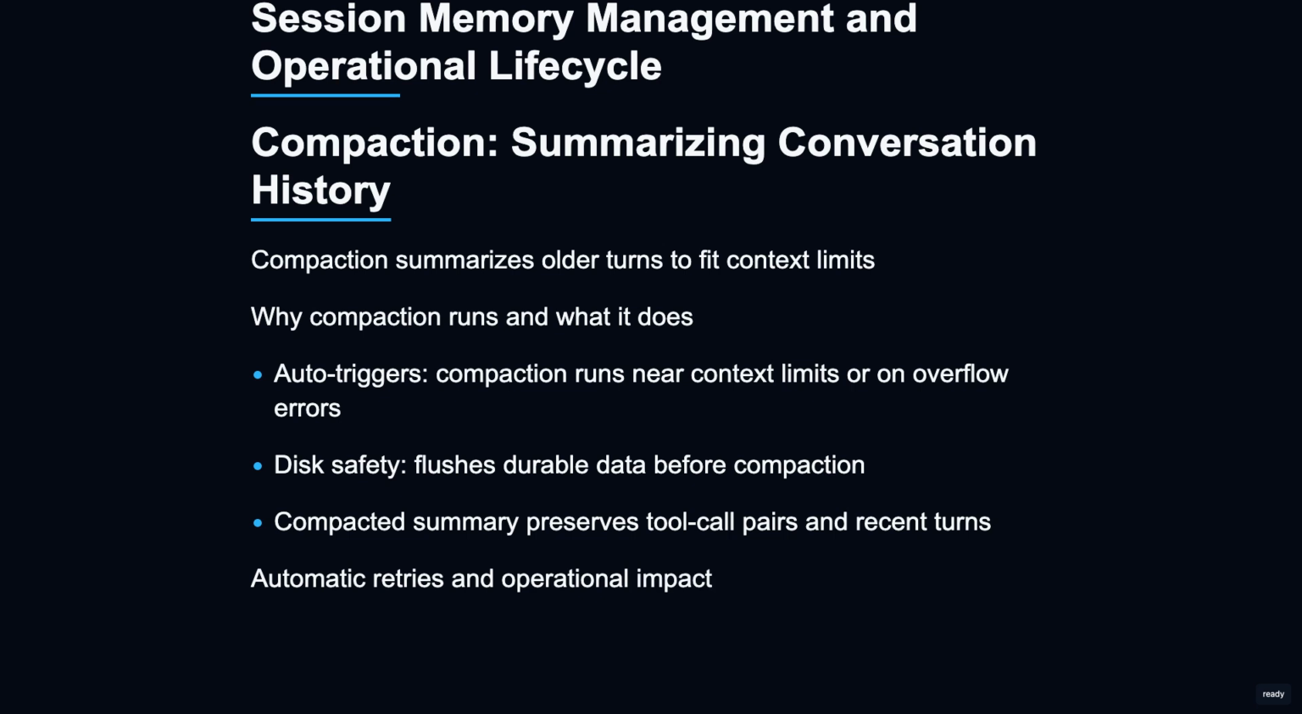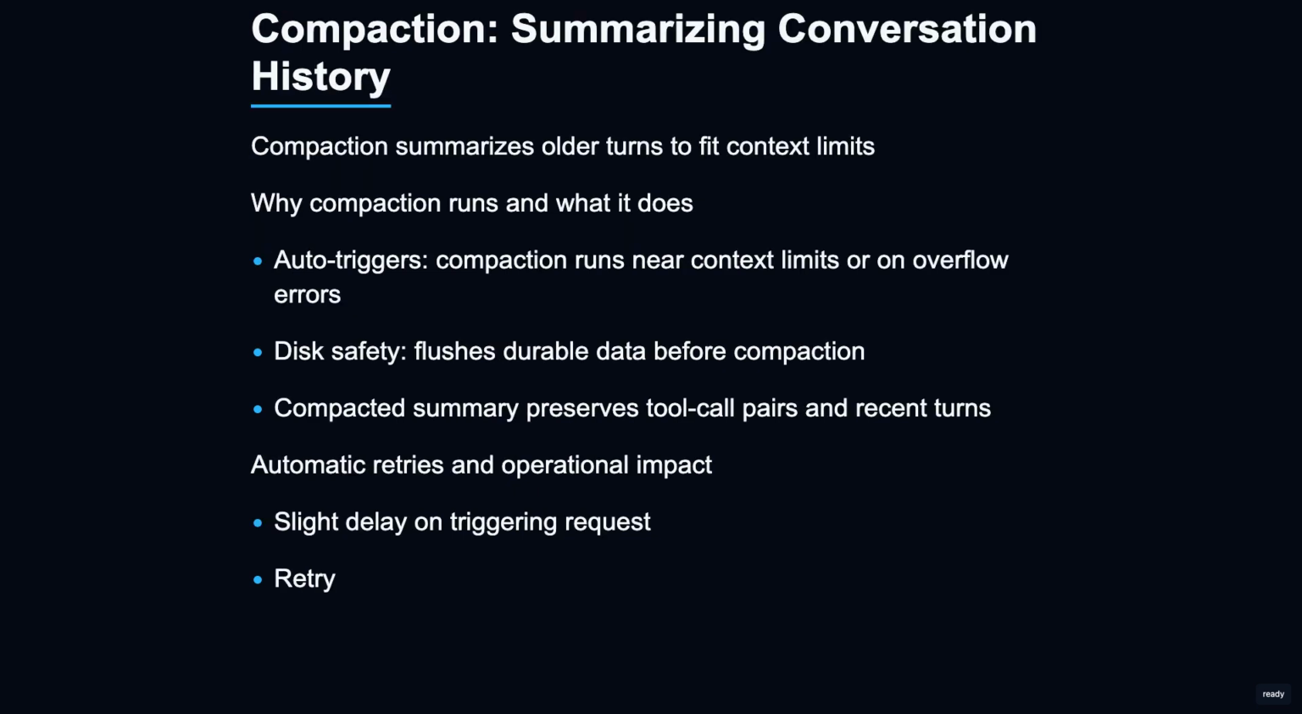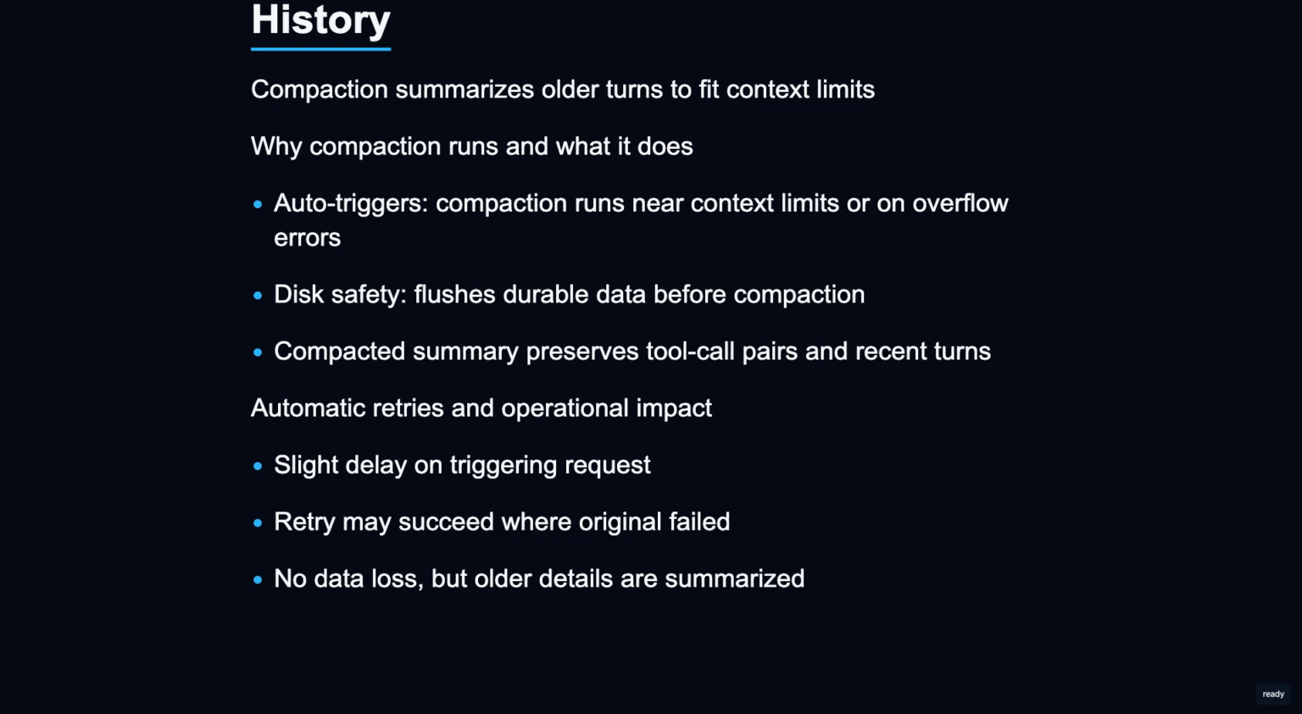Compaction can trigger a retry of the agent's request, which is mostly transparent but has some operational effects to be aware of. The request that triggers compaction will experience a small, bounded delay due to the compaction and retry process. The retry after compaction often succeeds when the original request failed due to context size limits. Auto-compaction does not cause durable data loss, but it rewrites transcripts by summarizing older content. For verbatim retention, backups or policy tuning are necessary.